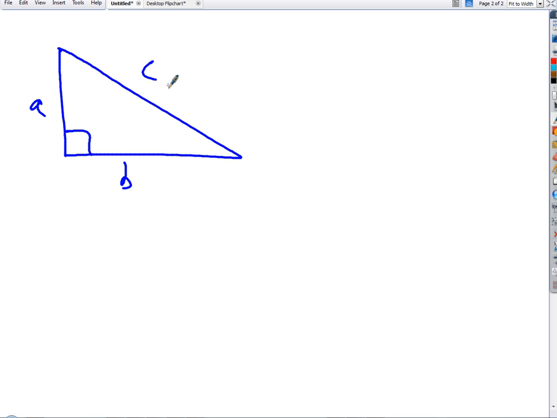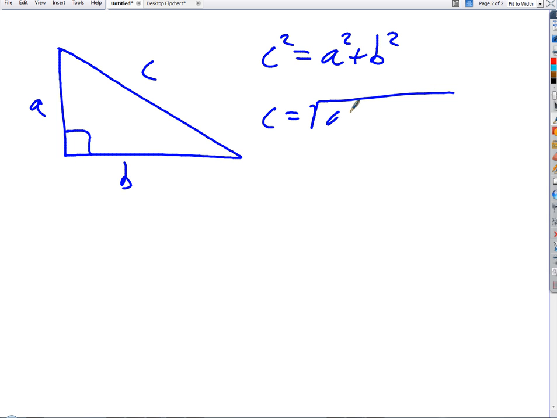So we know that the hypotenuse squared equals the sum of the squares of the legs, right? And so if I wanted to find out what the actual length of the hypotenuse is, how would I get that C by itself if it's being squared? Square root. Well, how do I undo a square? Square root. So I could square root both sides, right? So I could then just get C equals the square root of A squared plus B squared.